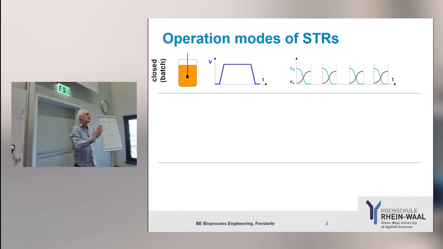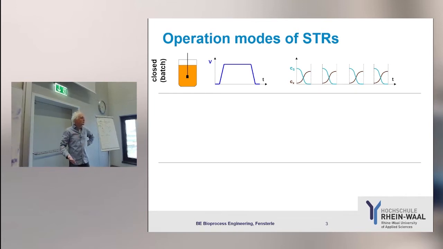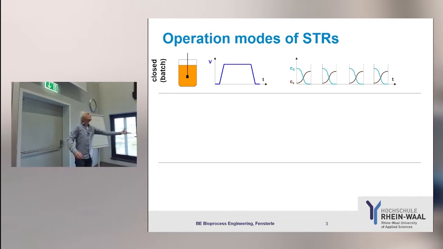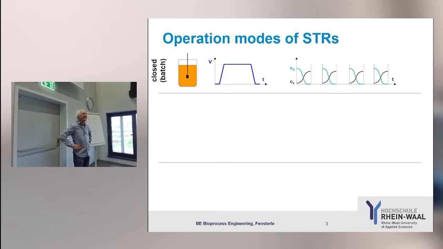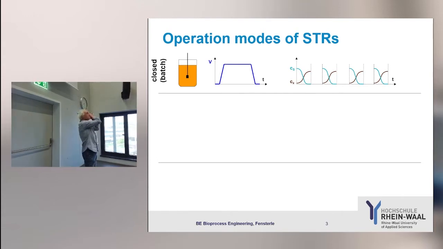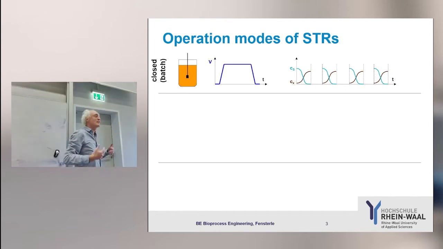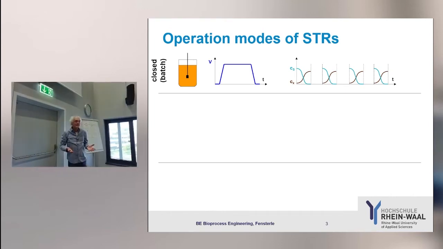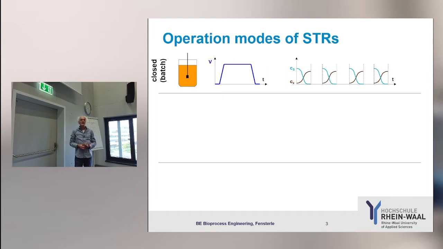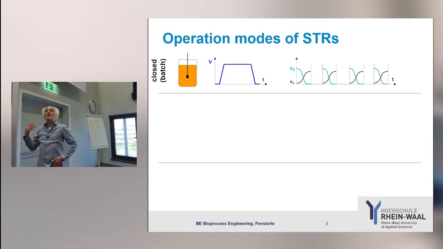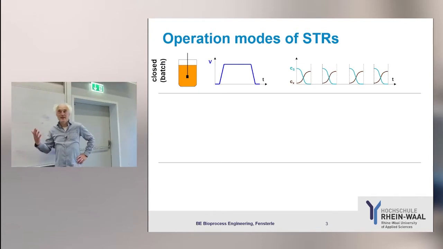Why don't you produce the second batch immediately after the first batch? You have to clean it first. Yeah, exactly. You have to clean it, and in principle, you also have to fill it. So you have to clean it, you have to sterilize it, you have to fill it, and this takes, of course, time. So in a closed batch reactor, in between there is no production. And you will see when we talk about and compare reactor productivity, that makes a huge difference.